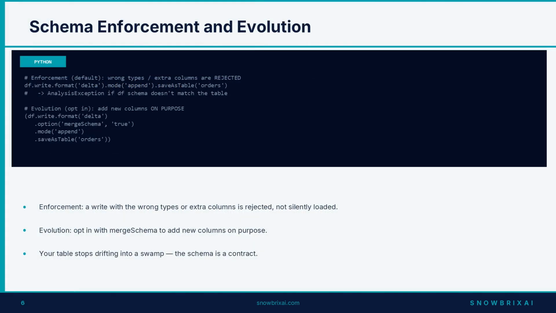Now, let us talk about the schema. Because this is where lakes turn into swamps. Delta gives you two behaviors. First, enforcement. A write with the wrong types or surprise extra columns gets rejected outright, not silently loaded, rejected. Second, evolution. When you actually mean to add a new column, you opt in with mergeSchema. So accidents are blocked, but intentional changes are easy. The result, your table stops drifting into a swamp. The schema becomes a contract that storage enforces for you. Your future self will thank you for this.